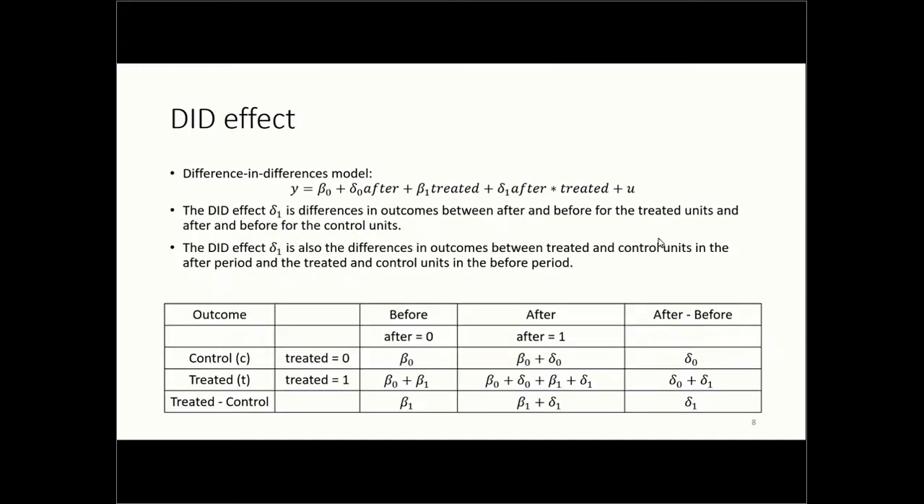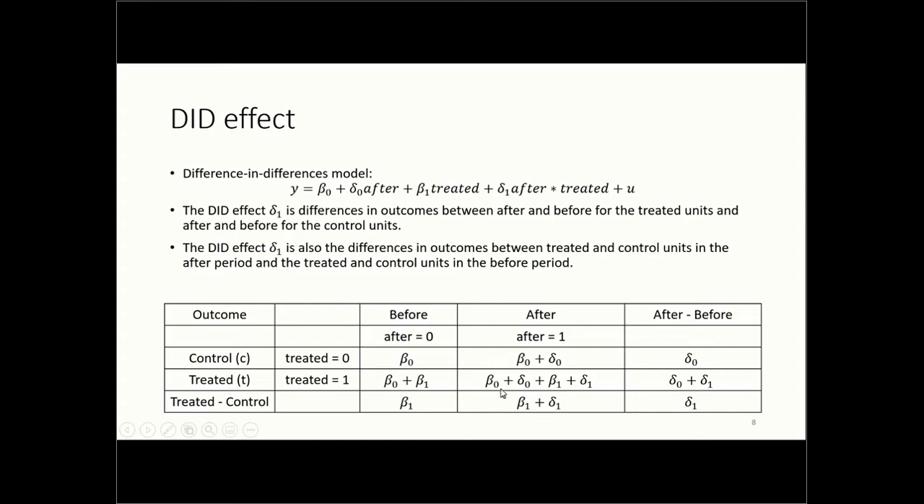Okay, to show you the same thing in a table that we have here. So here we would be putting before and after, and here we would have the control and treated units. And this is what we're going to find. If after equals 0 and treated equals 0, we would just have the beta 0 coefficient. If after equals 0, treated equals 1, we would be collecting these two coefficients. Then if after equals 1, treated equals 0, we would be collecting this coefficient and this coefficient.